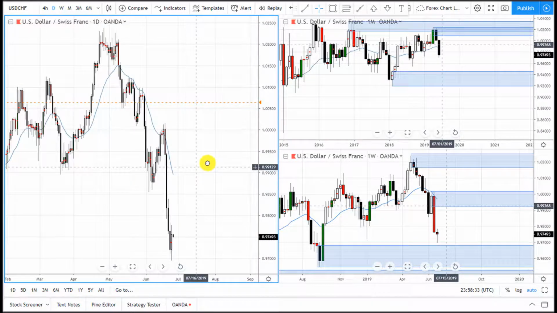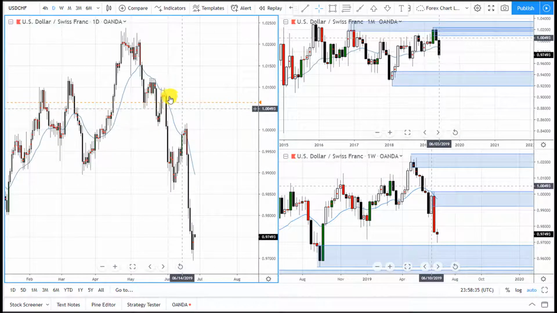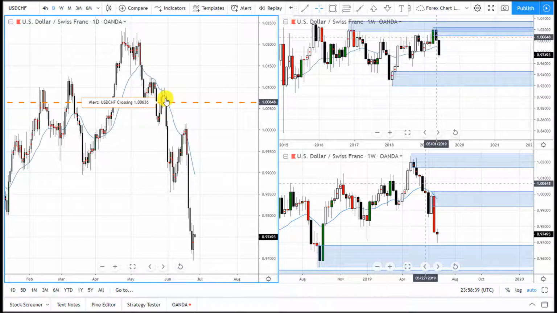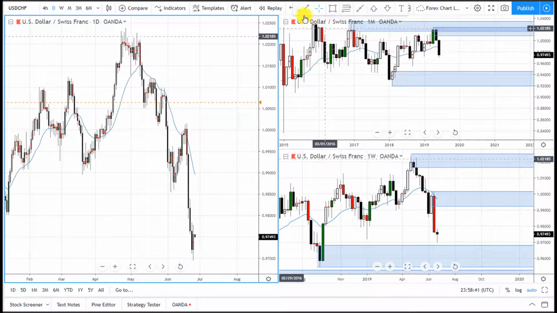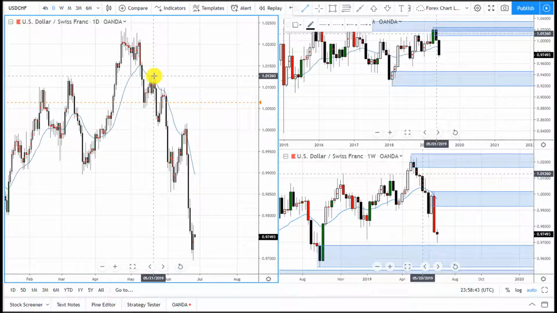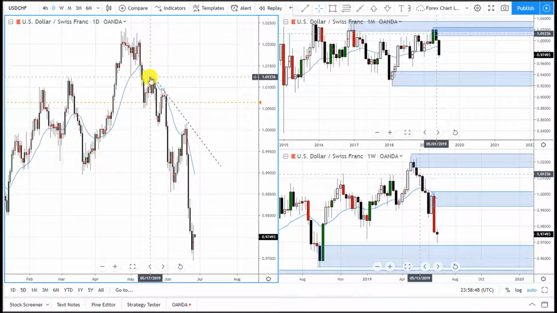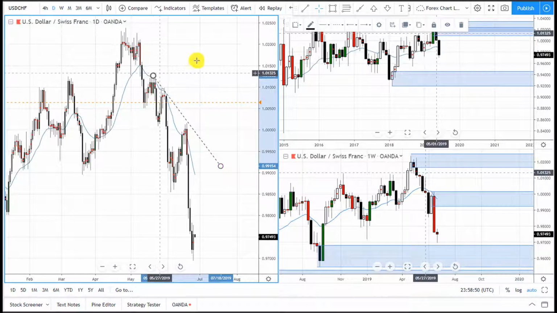And same with the daily. This daily I wanted to short, but price never reached up there. This is a really good short. And even see this trend line, very strong trend line. Okay.